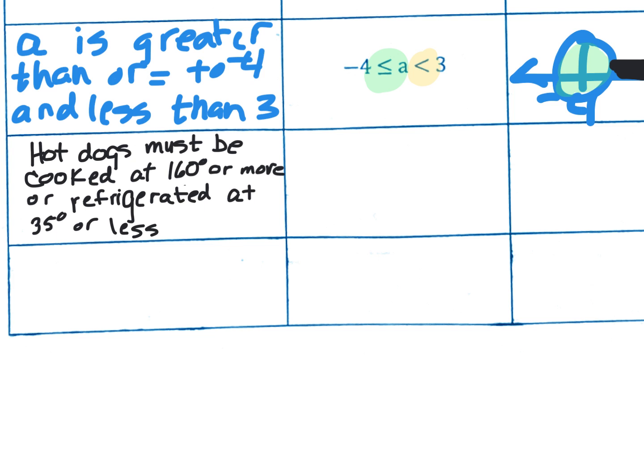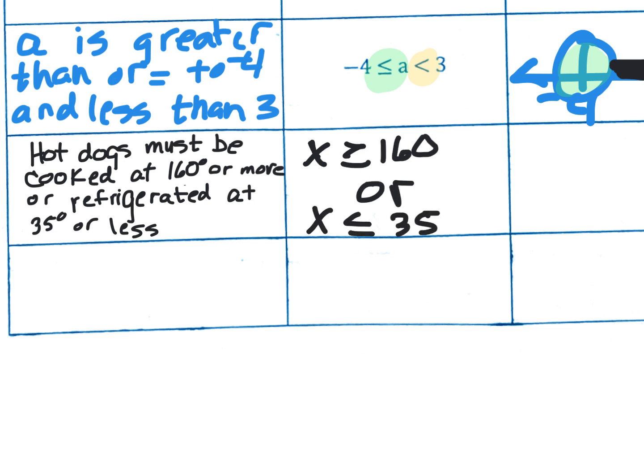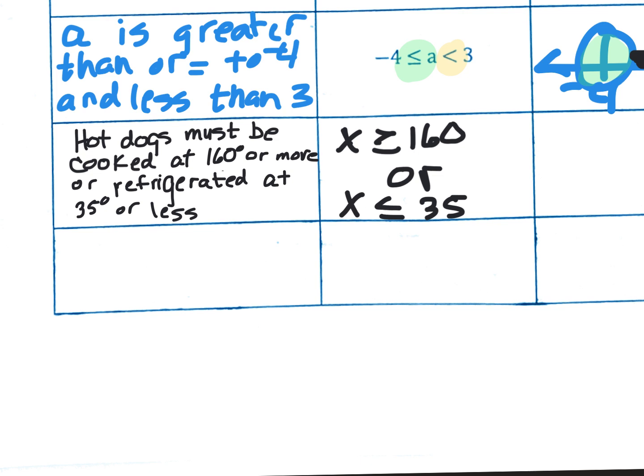Okay, so this is an example of that compound inequality I gave you yesterday. So x could be greater than or equal to 160 or x could be less than or equal to 35. This is what we call an or compound inequality because having both at once is impossible. You can't. So that's why this is going to be an or inequality.